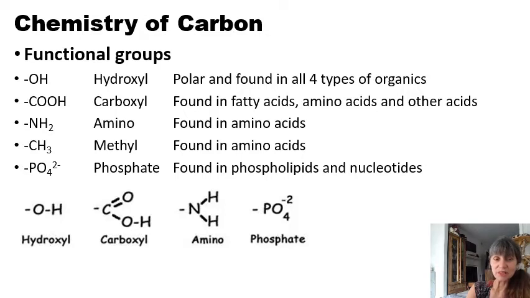And to the right of the amino group in this picture, you'll see a phosphate group. Phosphate groups are found in phospholipids and nucleotides. They, as well as hydroxyl groups, are also polar, and phosphate groups make up a huge part of adenosine triphosphate, which has 3 phosphate groups.